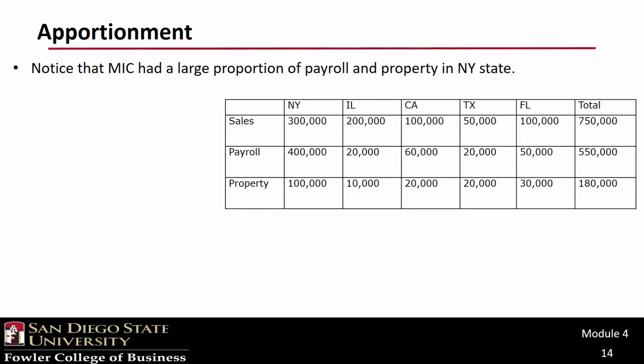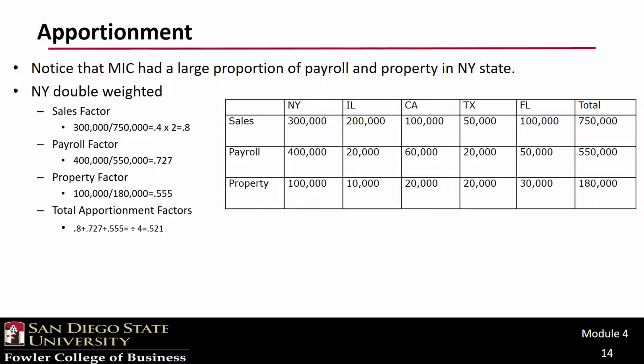So did you notice that New York had a large share of both the property and the payroll? This would imply that MIC has a fairly large economic presence in New York. Well, the politicians in New York like MIC, especially all the jobs MIC has to offer. And so, to favor businesses like MIC with a substantial in-state presence, the New York legislature decides to double weight sales. Let's see how that affects the outcome.